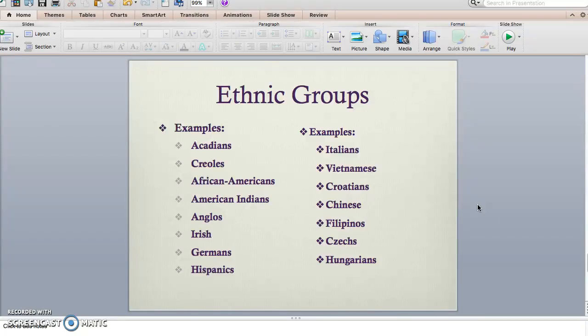All right, ethnic groups. I'm not going to talk to you about ethnic groups, but I have some examples of ethnic groups right here, and you're going to do some research on these different ethnic groups in class. So I have ethnic groups like the Acadians, and we're going to talk a lot about Acadians when we talk about Evangeline. Creoles, who are the descendants of the people in French colonial and Spanish colonial, and then some Native Americans will consider themselves Creoles.